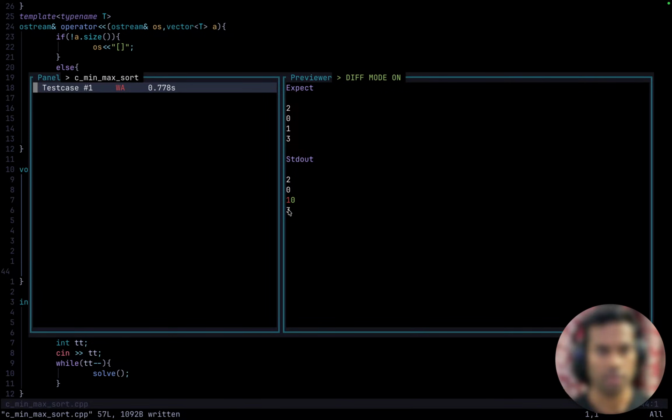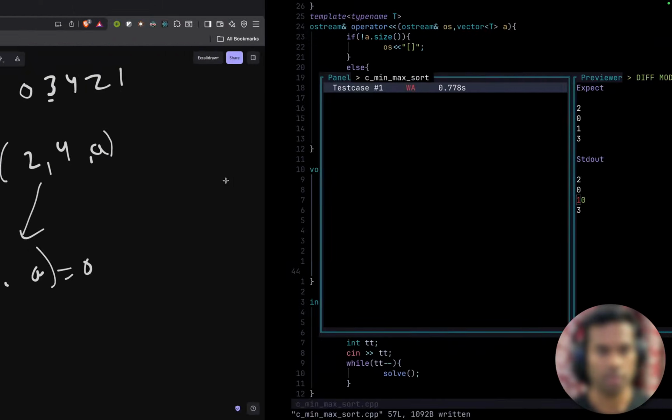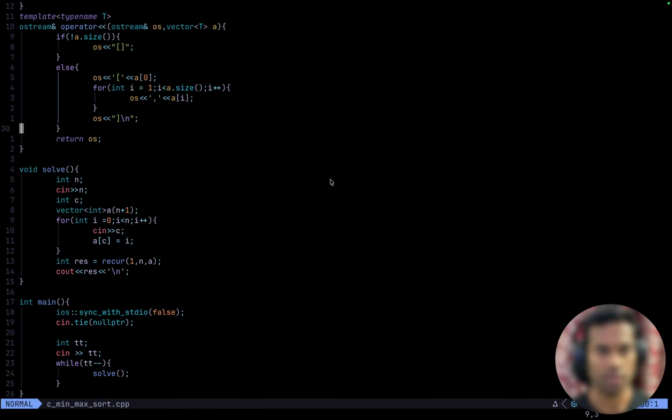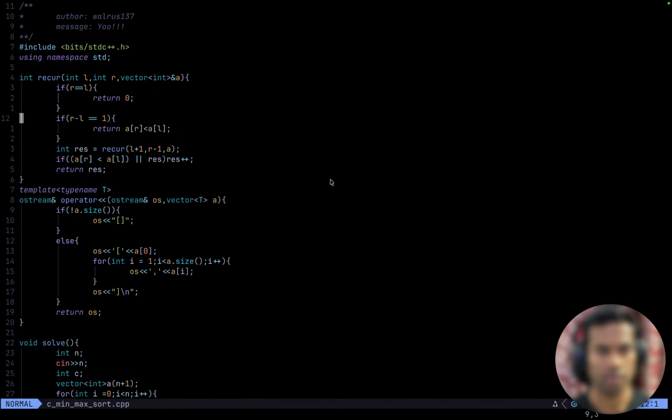Okay, wrong answer. For this one we are saying 0, but the actual answer is 1 for the third test case, which is this. Why are we saying 0? Because we are looking at order of 1 and 4. 1 and 4 are at their correct places, which is cool. Okay, and one more thing. We also have to check here one more condition.